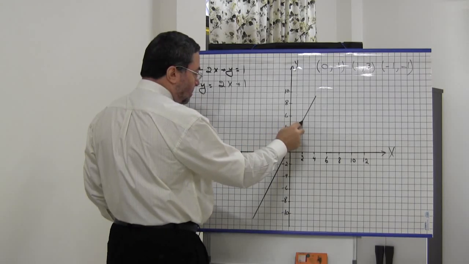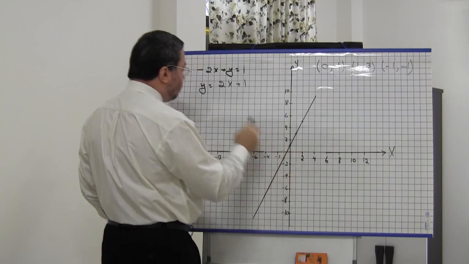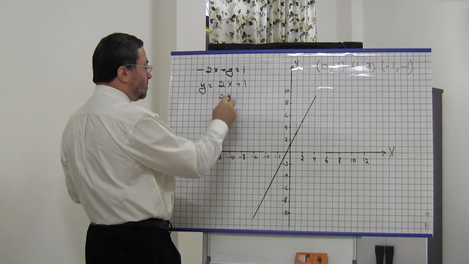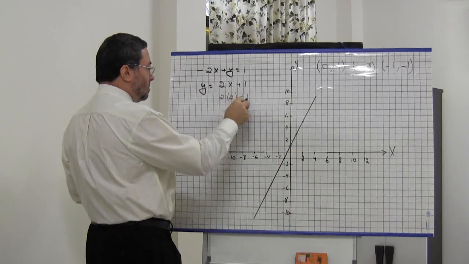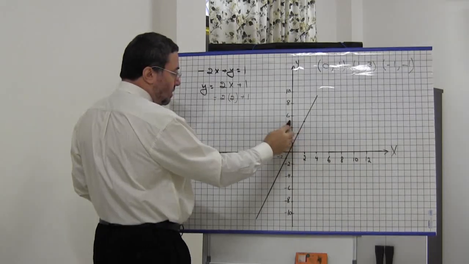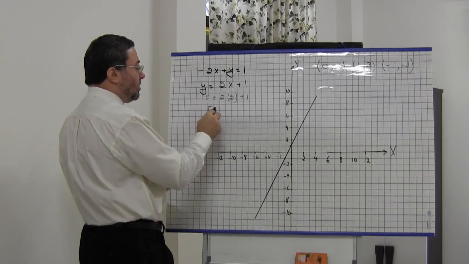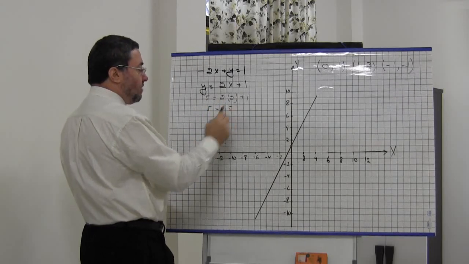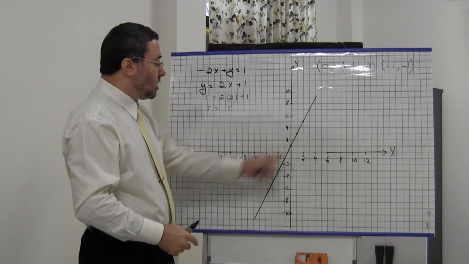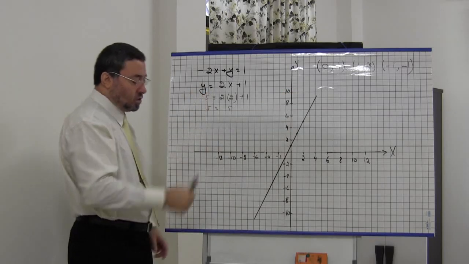Here we have a point. Its x is 2, and its y is 5. Is this true? And we get 5 is equal to 4 plus 1, 5. So this is the correct graph for this function.